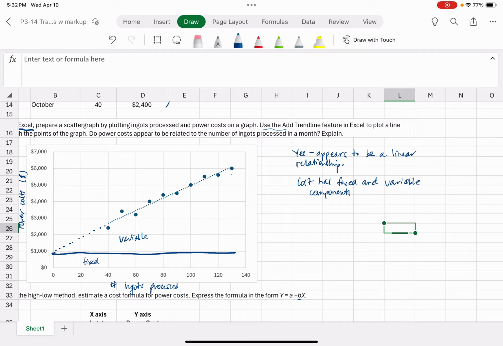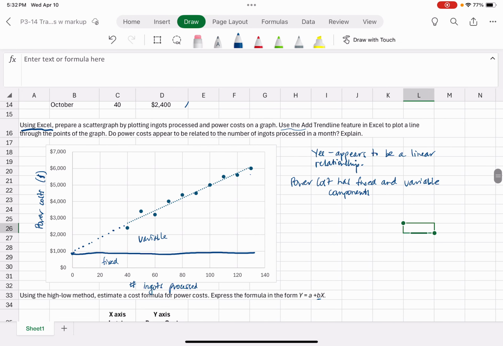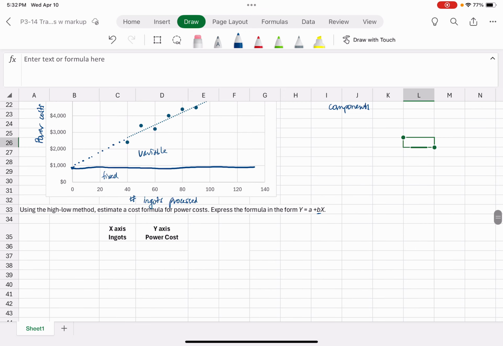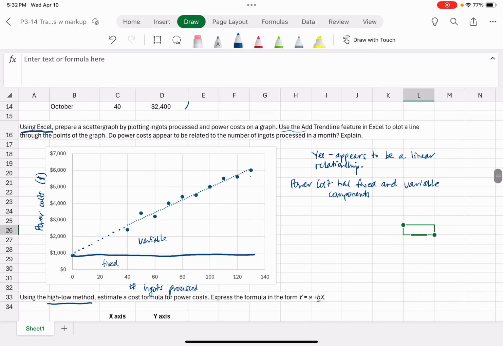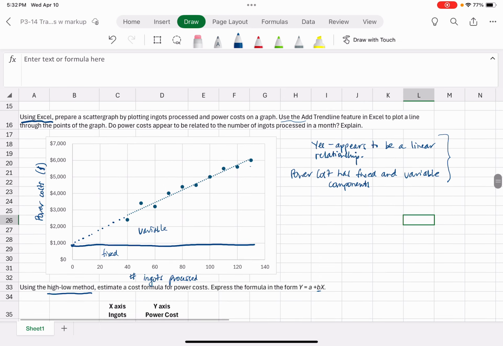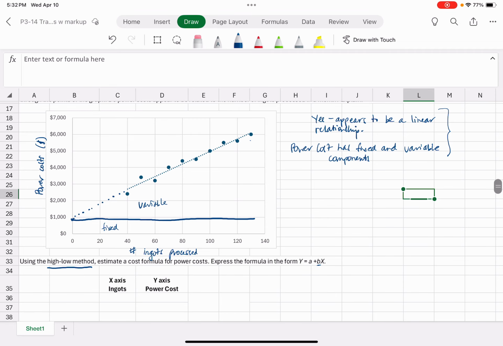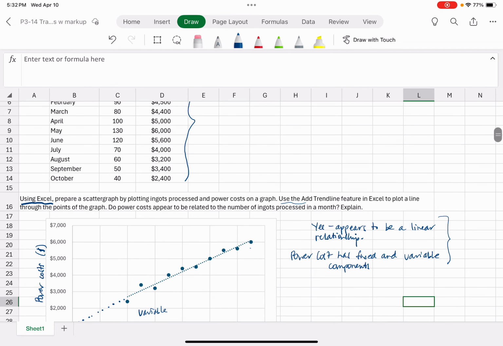And this is, of course, the power cost. Okay, next part of the question. Using the high-low method, estimate a cost formula for power costs. Okay, so first, on an exam, I could ask you to give me this kind of narrative, just describing the relationship that you're seeing. I could also ask you to do the high-low method, so let's practice doing that.